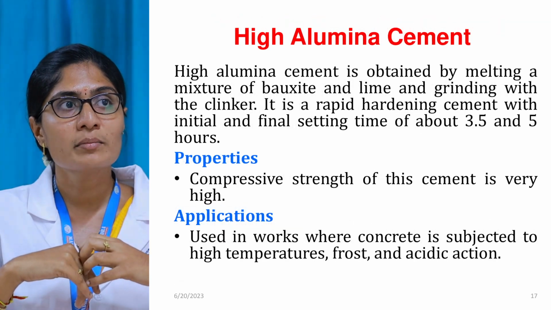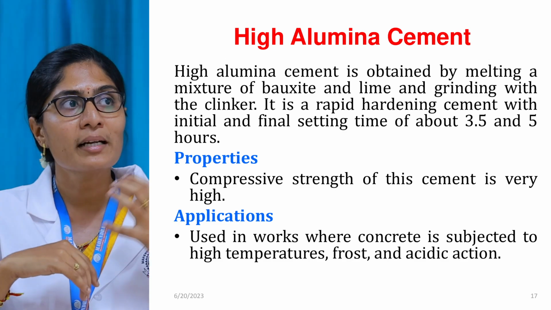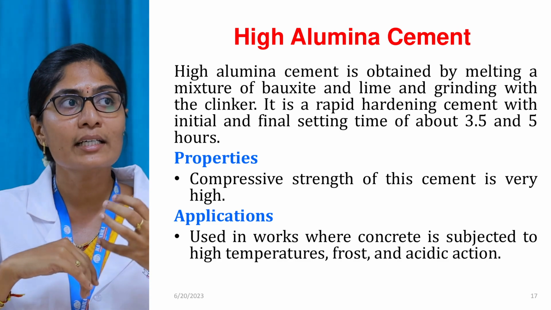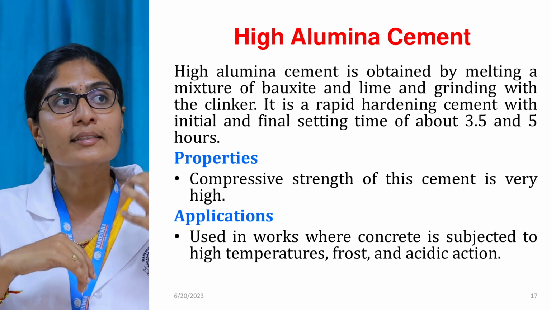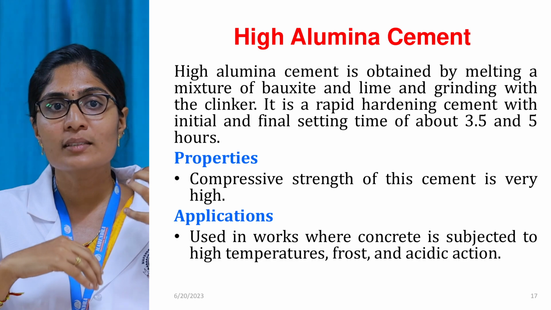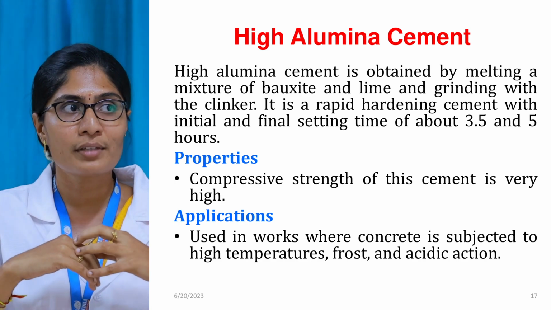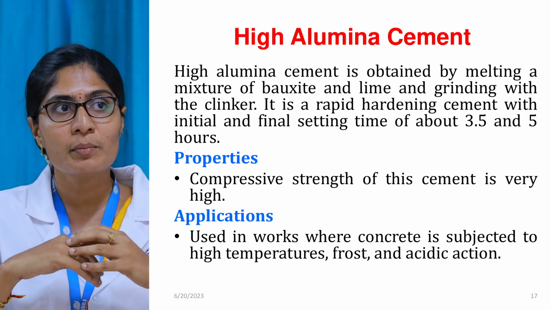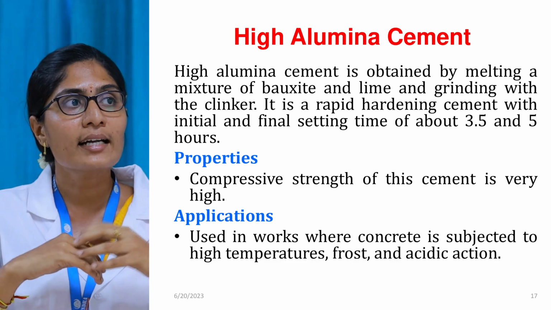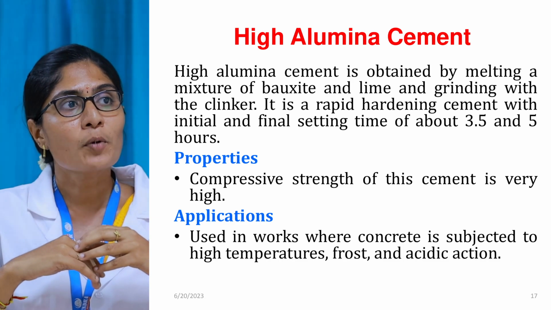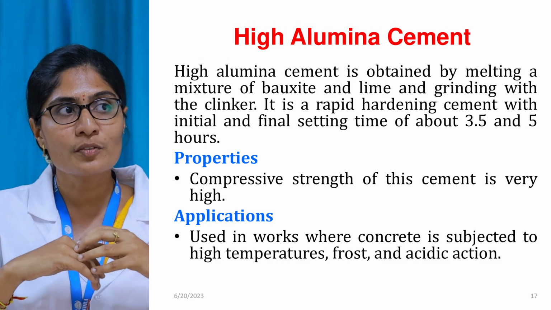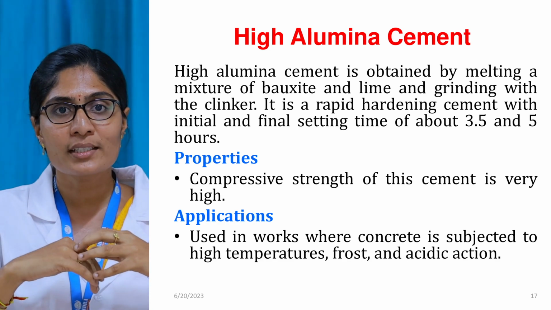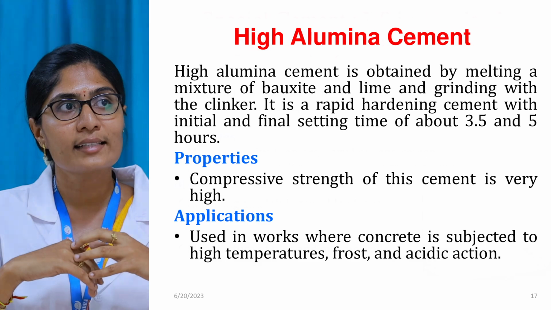Next is high alumina cement. This cement is manufactured by melting bauxite. Bauxite is highly rich in alumina and lime and is ground to fine powdered form. This is again a rapid hardening cement where the cement sets and hardens within 5 hours of time. Normally the maximum setting time of cement is 10 hours. Here in case of high alumina cement, the cement sets and hardens within 5 hours. The compressive strength of this cement is extremely high, and it is used in regions where the concrete is subjected to higher temperature, frost and acid reaction.